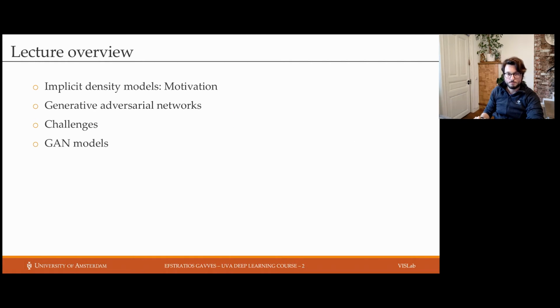So in today's lecture we're going to be discussing four items. First, we're going to discuss a bit of some motivation behind implicit density functions. Then we're going to give a brief introduction to generative adversarial networks and their mechanics. We're going to discuss some of the challenges that we have to face when working with generative adversarial networks, and of course these are open questions and they show ways of how we can improve generative adversarial networks in the future. And last, we're going to discuss some GAN model variants and some modern architectures that either solve some of these challenges or they produce really, really high quality results.